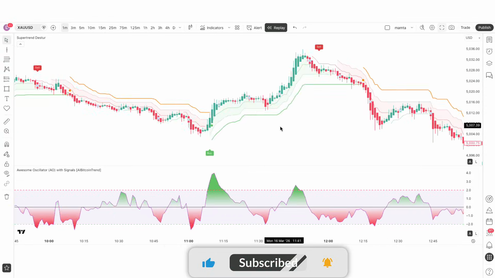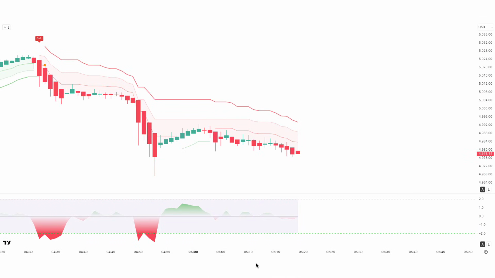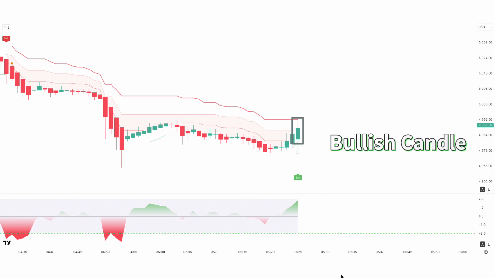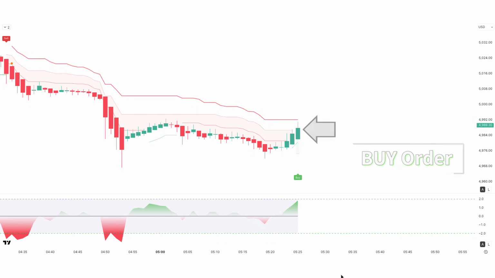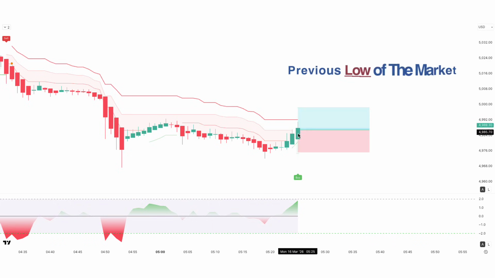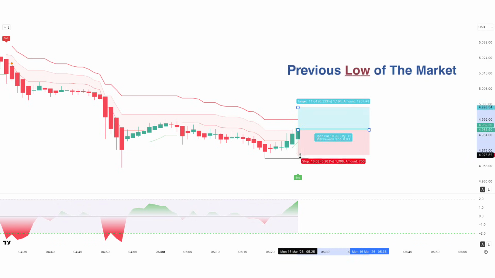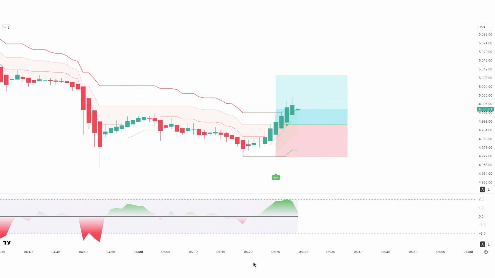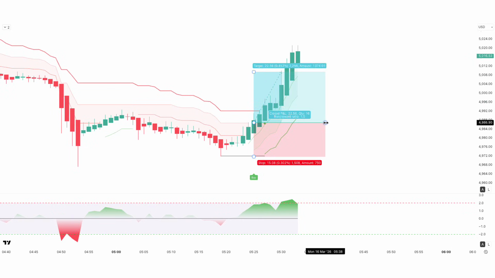Click OK. Now our setup is ready. Let's see how we use these trading setups. When the Super Trend DESTA arrow of this indicator is a buy signal, when the Awesome Oscillator is in the green area, and when the market forms a bullish candle, if this condition is fulfilled, then we will place a buy order. Our stop loss is to be placed at the previous low of the market, and the risk to reward ratio will be 1:1.5. The market has completely hit the target.